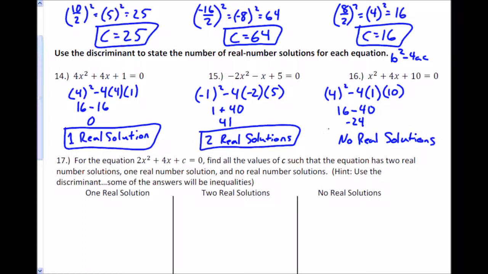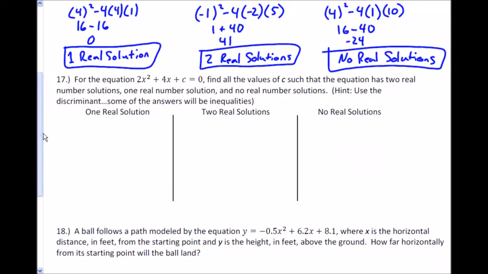And now we're going to carry over what we just talked about here into this next example, maybe take it up a notch or two. But for this one, it says for the equation 2x squared plus 4x plus c equals 0, we want to find the values of c such that the equation has 2 real solutions, 1 real solution, and no real solutions. Okay, so we're going to use our discriminant, and some of these are going to be expressed in terms of a range, in terms of an inequality.